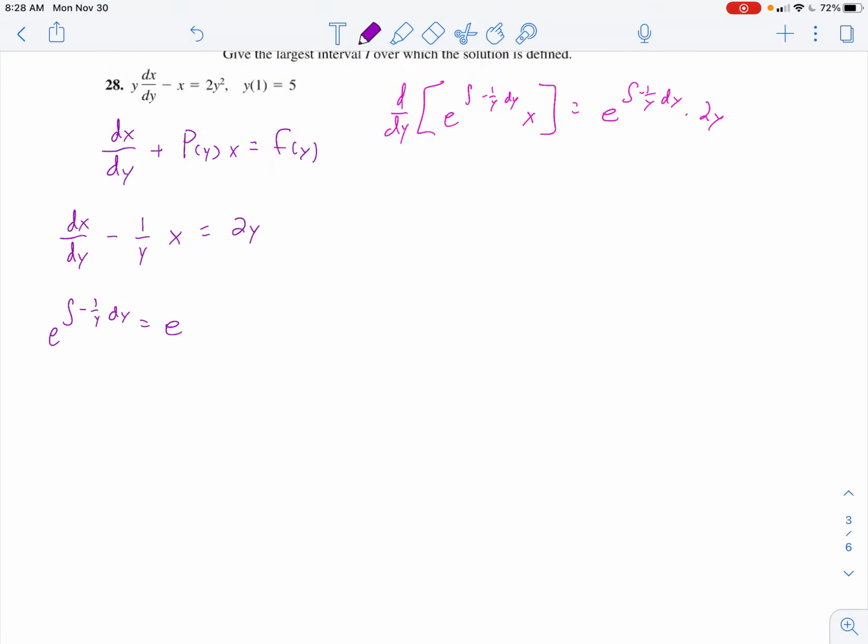Now, let's go ahead and find the solution to this integrating factor, which isn't bad. It's going to be e to the integral of negative 1 over y, so e to the negative natural log y. Again, that's just going to be e to the natural log of y to the negative 1. We have to get that negative out so that we can cancel out the e to the natural log. So that's just going to be y to the negative 1, or 1 over y.